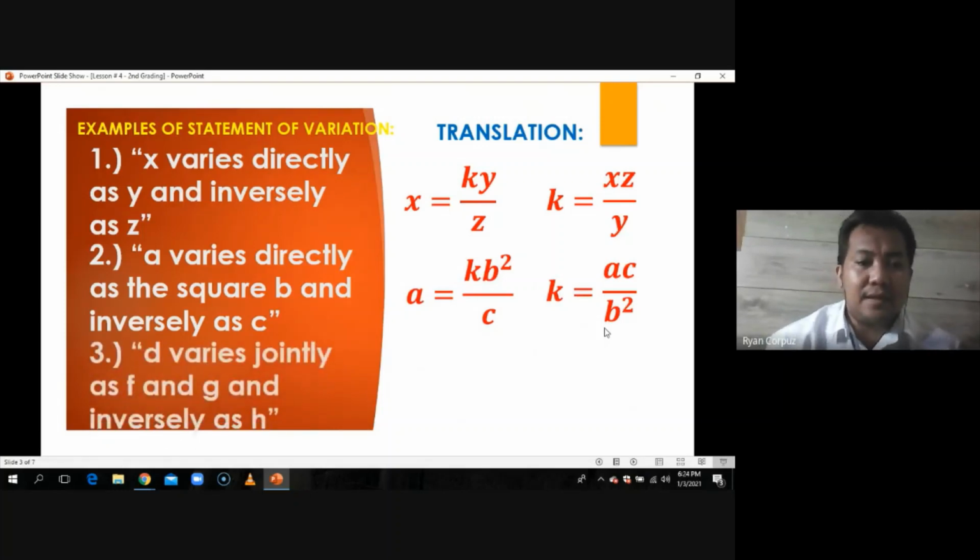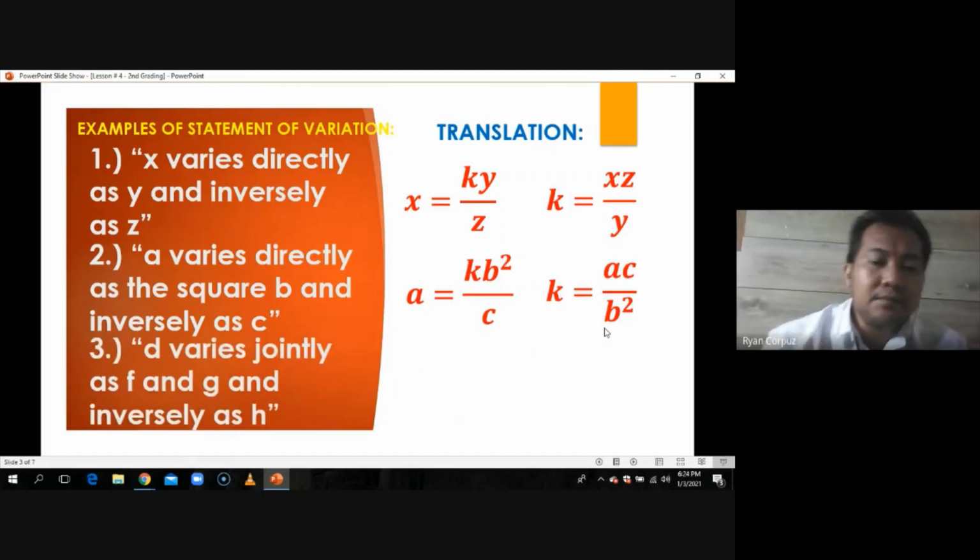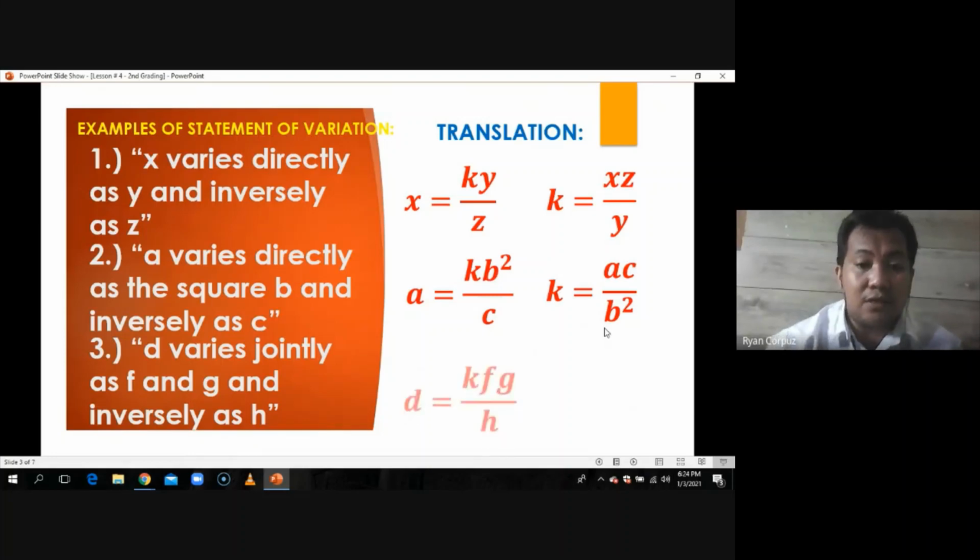So let's have number 3. For number 3, we do have here D varies jointly as F and G and inversely as H. So joint variation is the same way as translating direct variation, di ba? So D is equal to KFG. Ayun yung joint. D is equal to KFG.